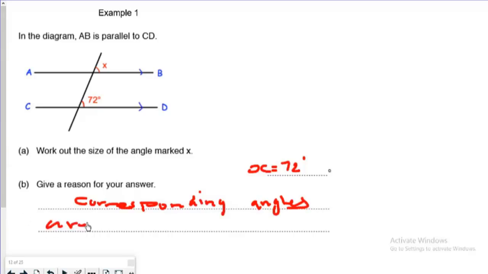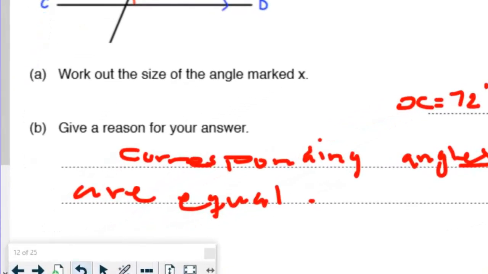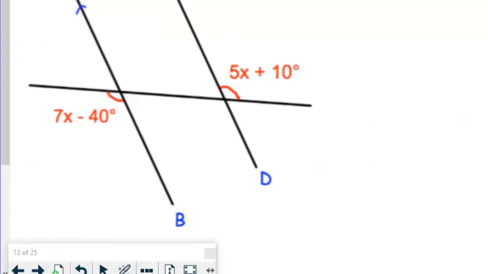Corresponding angles are congruent or equal. Or you can say that X is corresponding to 72. Then the next example on corresponding angles.